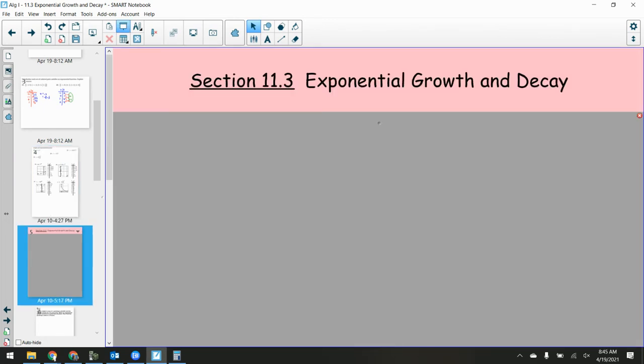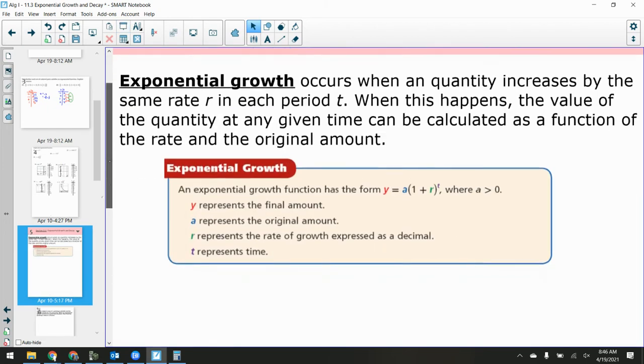I've been using the terms exponential growth and exponential decay as we've been learning exponential functions. Remember, exponential growth is going to get big fast. Exponential decay is going to get small fast. It all depends on what your R value is, whether it's bigger than 1 or less than 1. You can call it exponential growth or exponential decay.